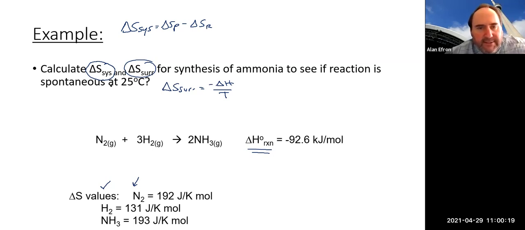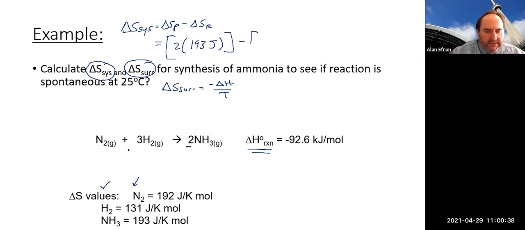Starting with our system, remember, we want to do products minus reactants. We also want to make sure that we take into account the coefficients. So starting on our product side, we have a 2 in front of the NH3, so we take 2 times the NH3 value. That takes care of all of our products minus our reactants. We have a 1 for our N2, which is 192, plus 3 times our H2 value, which is 131.